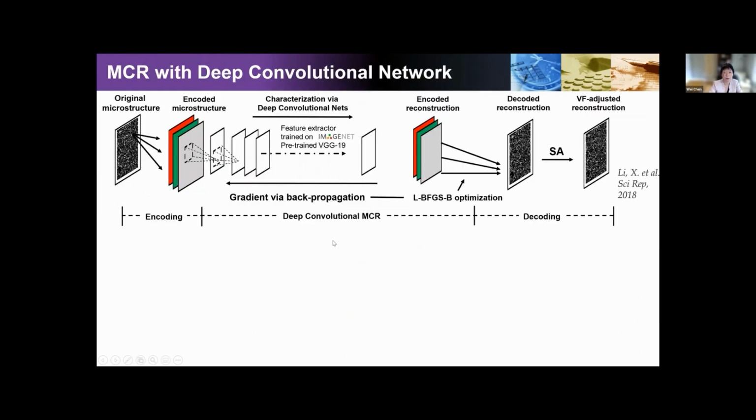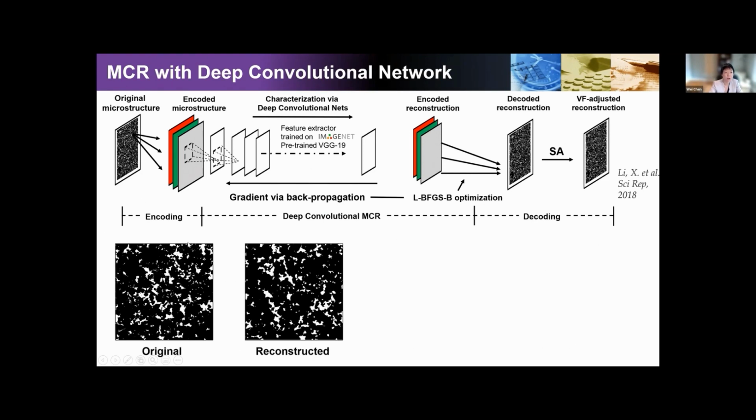So here I'm showing you a deep learning method where we use a transfer learning concept. This is a library built, called the VGG19 library. It's pre-trained on objects like cats and dogs. But using the neural network built on these objects, we could actually reconstruct very complex morphology using only one single image.